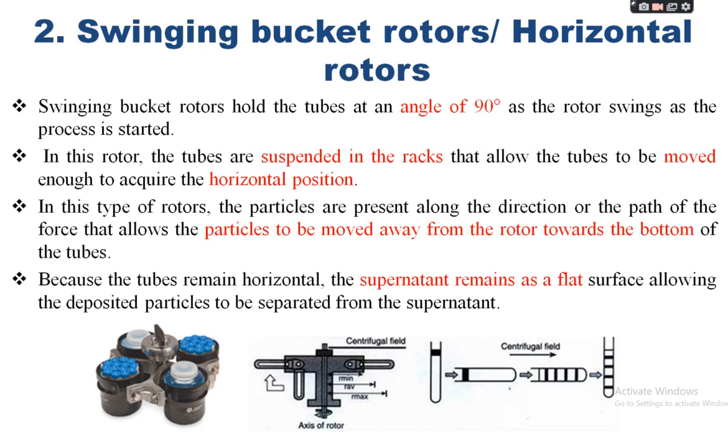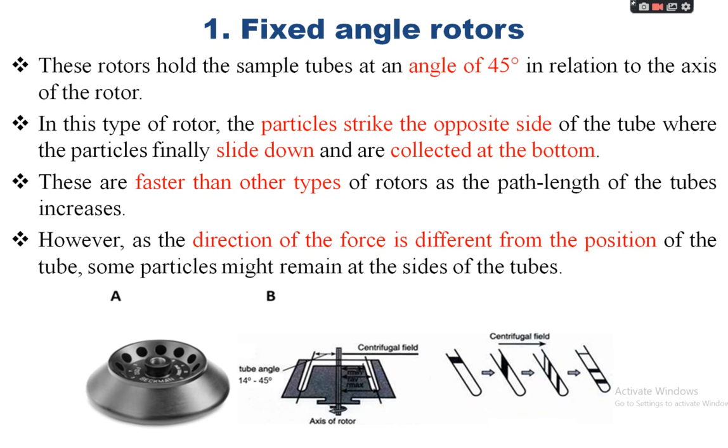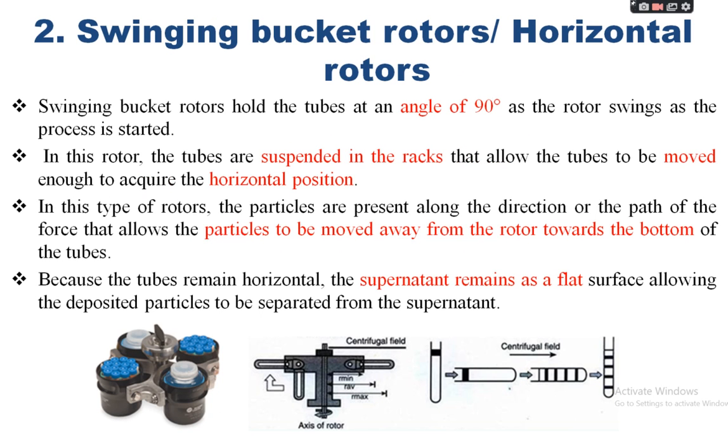Next one is swinging bucket rotors or horizontal rotors. In this type, swinging bucket rotors hold the tube at an angle of 90 degrees as the rotor swings when the process starts. In fixed angle rotors, tubes are held at an angle of 45 degrees, but in horizontal rotors, the rotors hold the bucket tubes at 90 degrees, the horizontal or perpendicular direction.